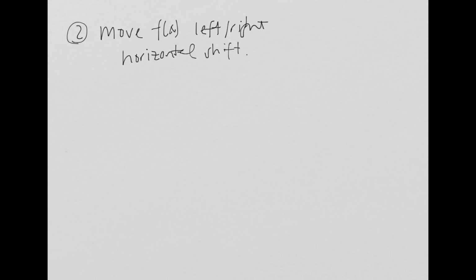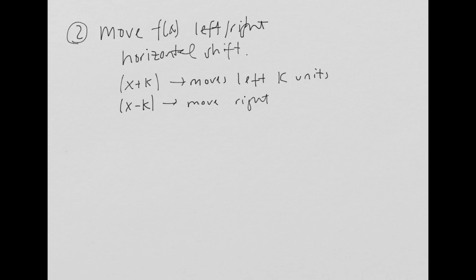So for the horizontal, this has more to do with the x values, so now we're going to be adding and subtracting from x. If you do x plus k, you would think this moves to the right, but it does the opposite. This moves left k units. If you have something that's x minus k, you would think it should move to the left, but it doesn't. This is going to move right k units.